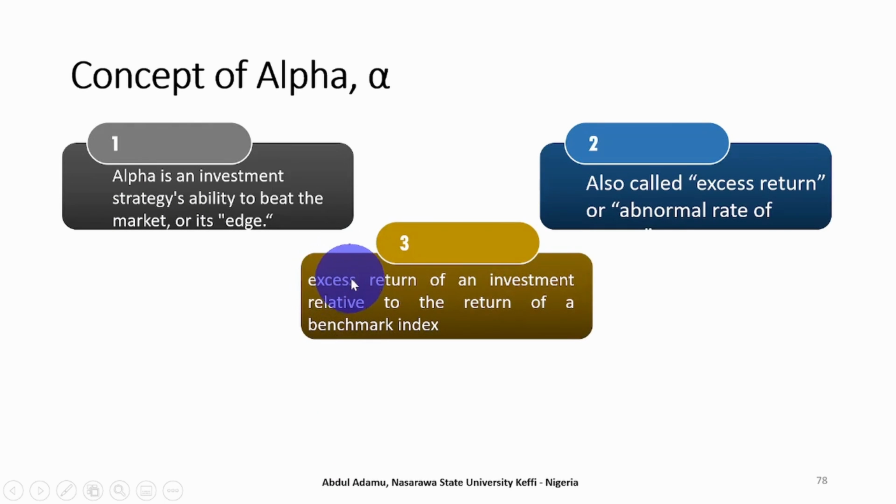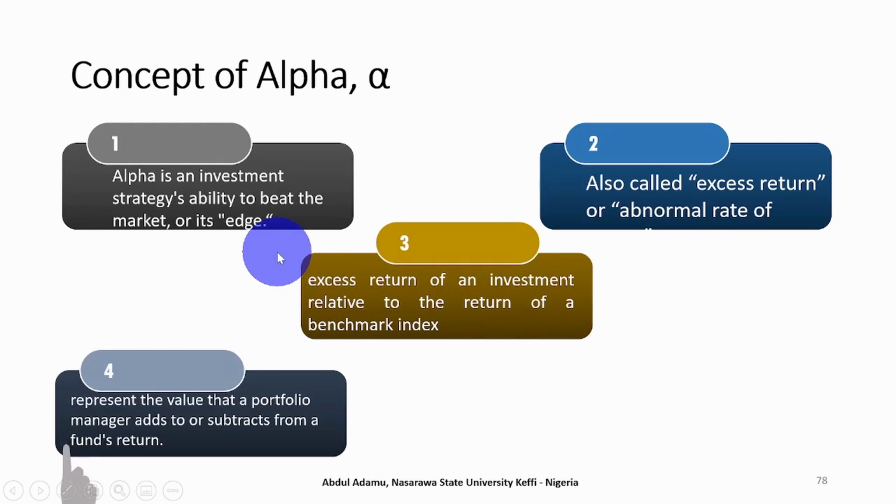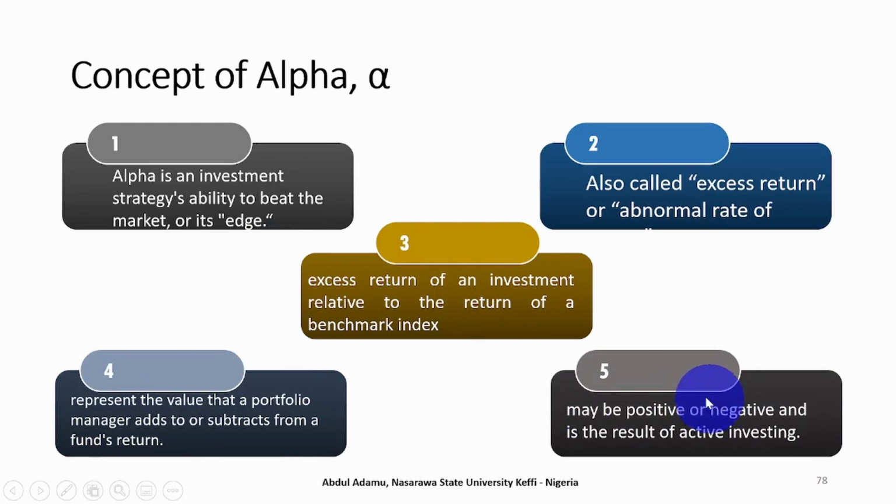The alpha generally is the excess return of an investment relative to the return of the benchmark index. So when a portfolio or a mutual fund is tracking an index and that mutual fund outperforms, the return is more than that of the benchmark index, or is less than, that is what we refer to as alpha. Alpha can also be negative, as we'll see later. So it represents the value that a portfolio manager adds or subtracts from a fund's return. The alpha value may be positive or negative and is a result of active investing.